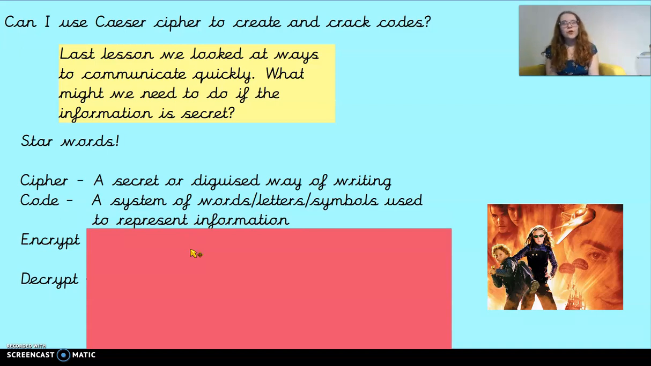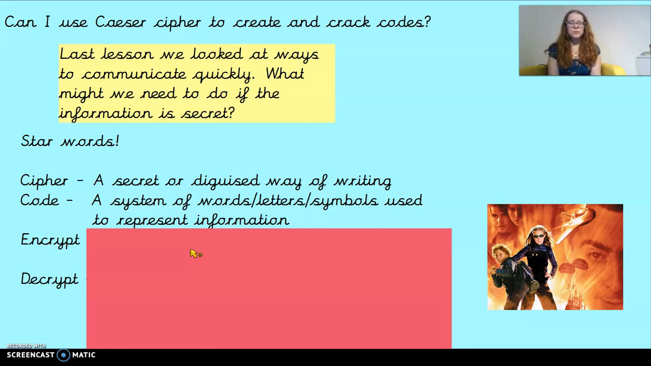Now, you might have also thought about code in the computing sense of coding, programming. That's not the kind of coding we're doing today, but we will be having a look at that at some point this year, hopefully. So we will be going through that because I know I've got some budding coders in this class, in this year group, I should say.